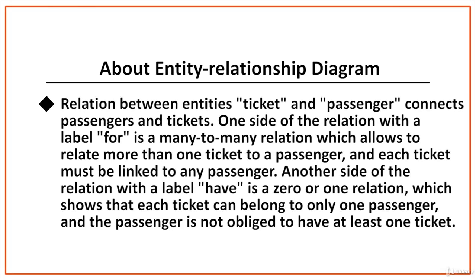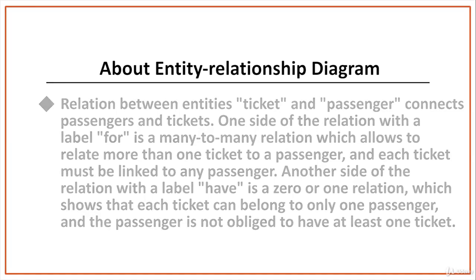The relation between entities ticket and passenger connects passengers and tickets. One side of the relation, with the label for, is a many-to-many relation, which allows relating more than one ticket to a passenger, and each ticket must be linked to a passenger. The other side of the relation, with the label have, is a 0 or 1 relation, which shows that each ticket can belong to only one passenger, and the passenger is not obliged to have at least one ticket.